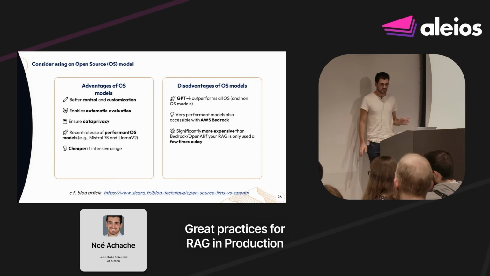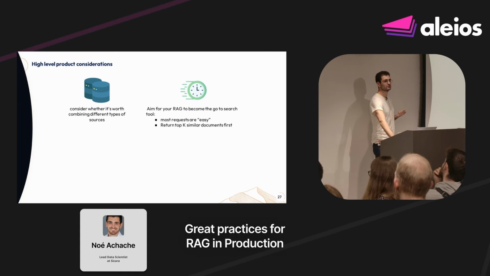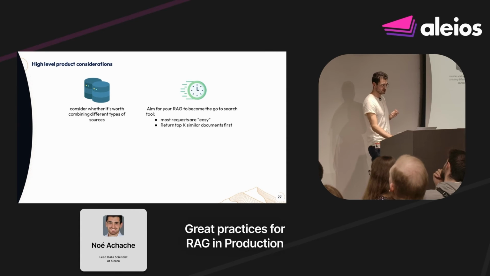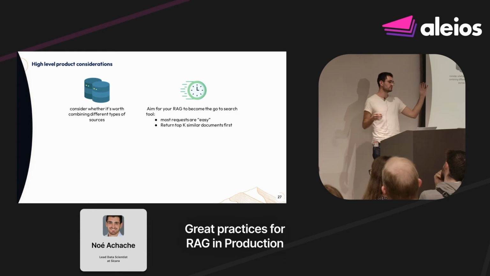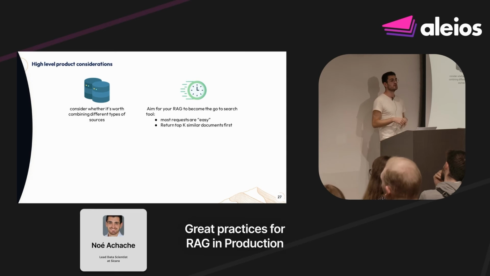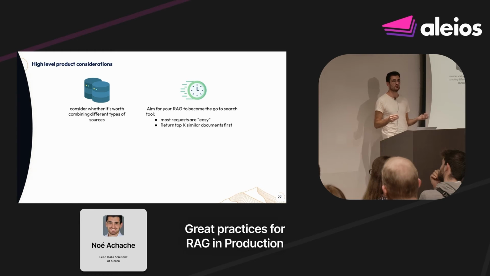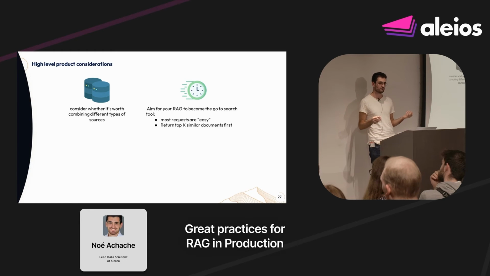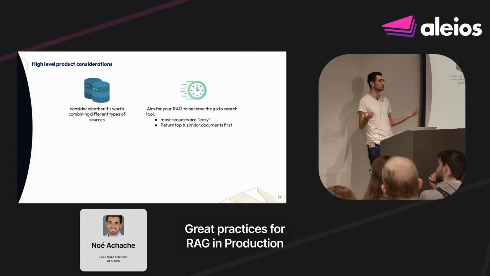And to finish this presentation, just a few words on high-level product considerations. So as I told you at the beginning, we have two sources. The first one is HubSpot, and the second one is Notion. And they're two really different kinds of sources, and people using them may not want to combine them. When you ask a question to Notion or when you ask a question to HubSpot, it's really for a different use case. So there is no point combining them.